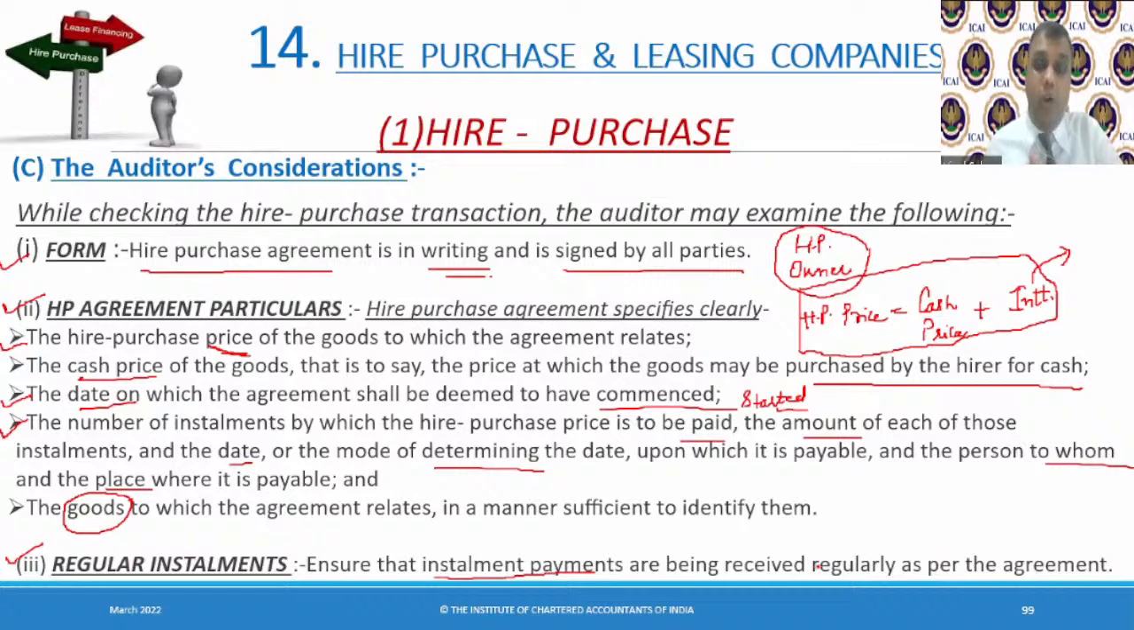So I am auditing on behalf of the owner. It is the interest of the owner which is at stake under a hire purchase agreement. So I have to check that installment payments are being received regularly and as per the agreement. There are no defaults. If there are defaults, what steps are being taken to recover those defaults.